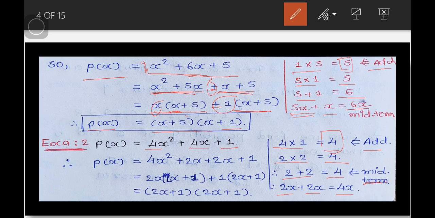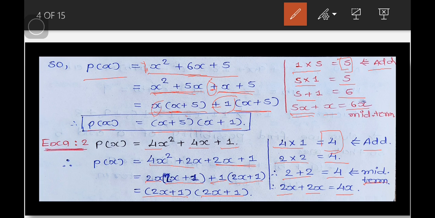So here 4x square plus 2x plus 2x plus 1. Now we divide into two groups, first one and second one. Now we extract 2x from the first group, and the remaining part is 2x plus 1, and here plus 1. Here we cannot find any common term, so we put plus 1 and the remaining part is 2x plus 1. Now 2x plus 1 is a common term, so we extract it from both groups. Then the remaining part is 2x plus 1 and the other is 2x plus 1.